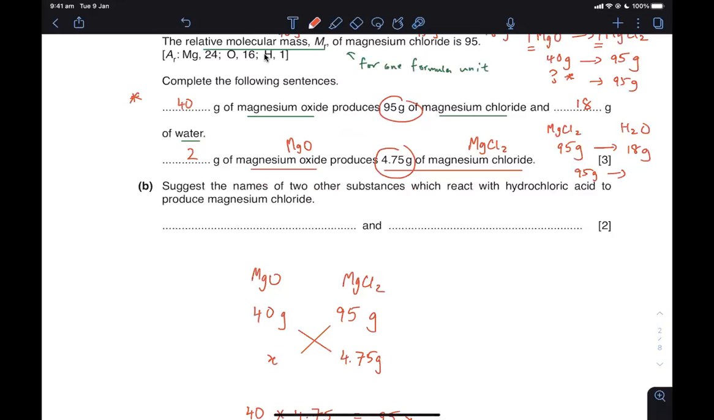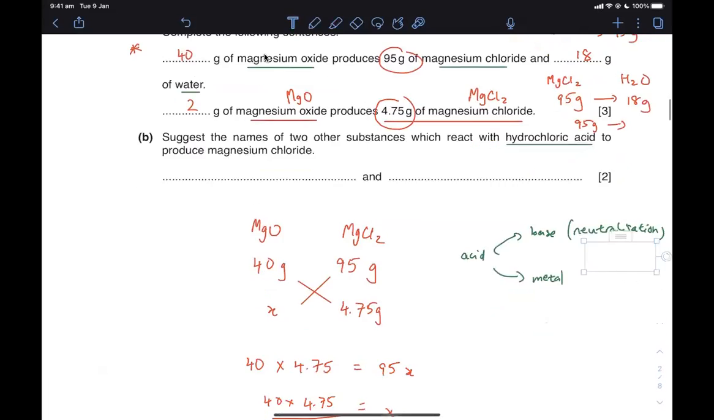Okay. Now the very last thing is on reactions of acid. So as you know, acid can react with base. That is called neutralization. Acid plus base gives you salt and water. Acid can react with metal. Acid can react with metal to give you metal salt and also hydrogen gas. So metal salt.